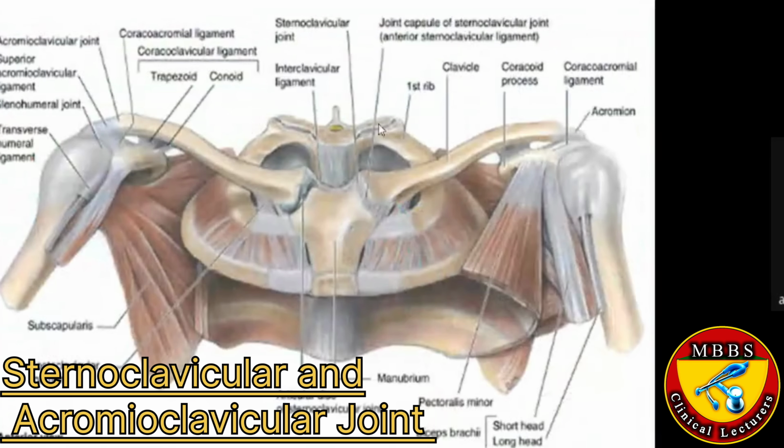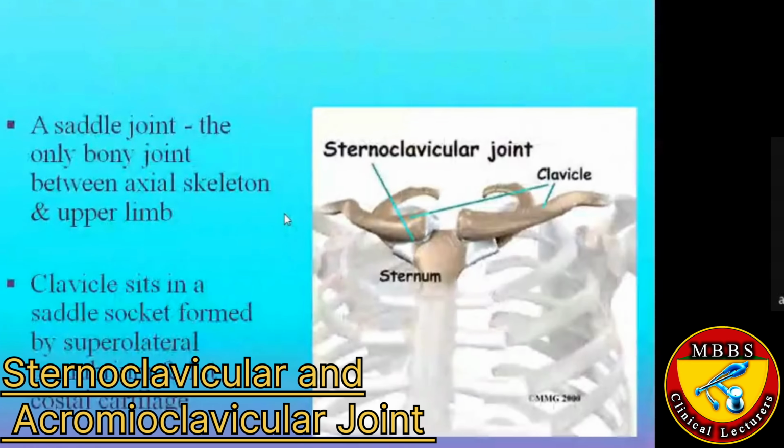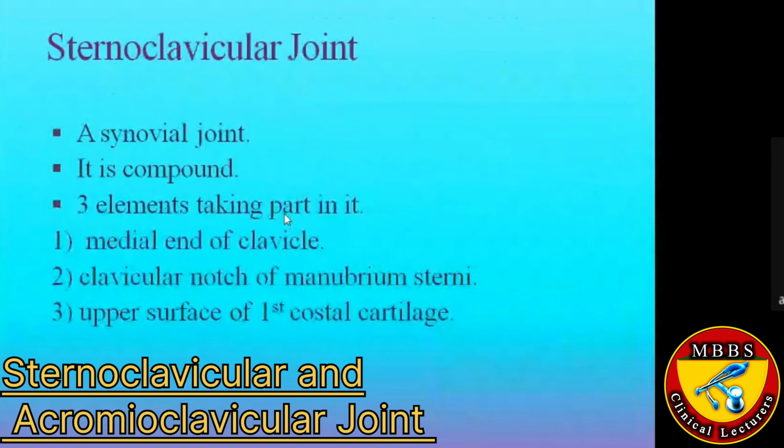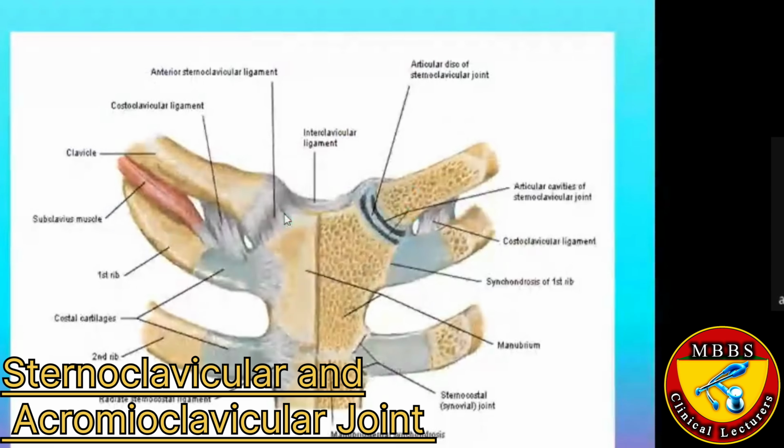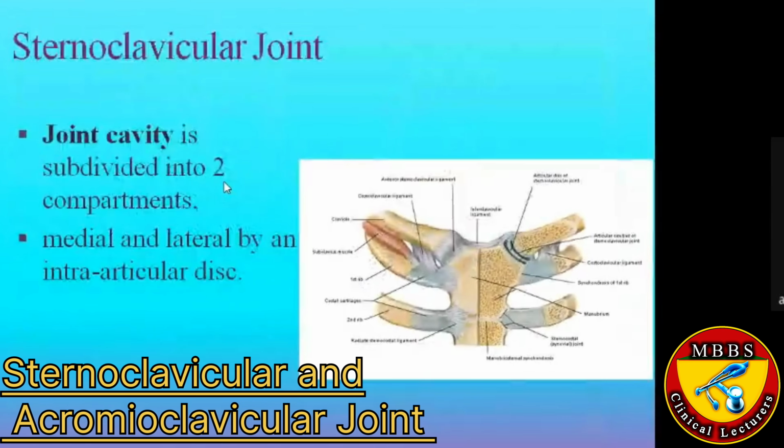Now, if you see over here, this is more clear, the sternoclavicular joint, where you can see that this is formed by the medial end of the clavicle with the clavicular notch of the manubrium sterni and the upper surface of the first costal cartilage. Now, when we talk about this joint, you can see there are different ligaments which are actually bearing the connection with the sternum and the clavicle, and thus helping in the formation of the sternoclavicular joint.